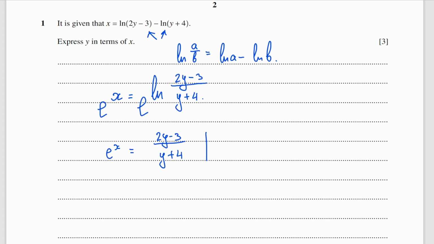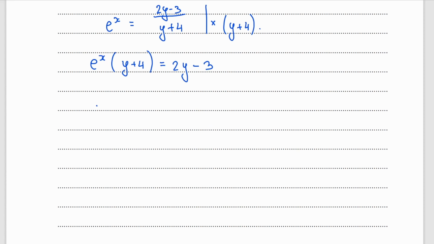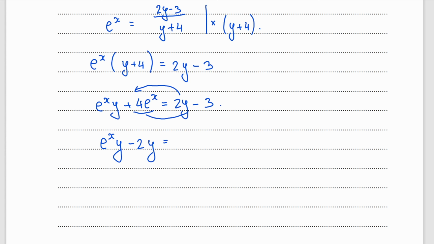Now I'm going to get rid of the fractions on the right side and multiply by y plus 4. Now expand the brackets. Now I want to collect all y's on the left side. That means these 2y will go on the left with a negative sign, and 4 e to the power of x will go to the right side. And I will also change plus to minus.